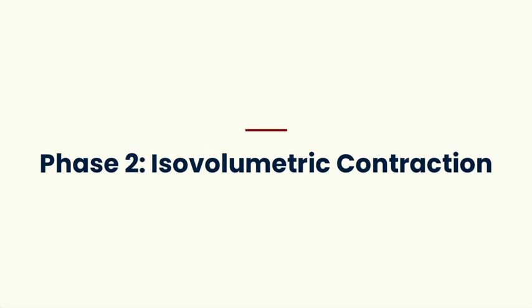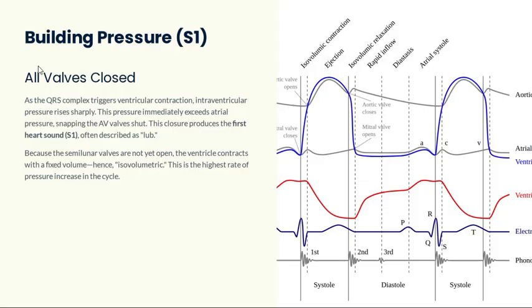Next, we're going to go to the isovolumetric contraction. Okay, so first, S1 is where it builds pressure. So all valves close. As the QRS complex triggers ventricular contraction, intraventricular pressure rises sharply, and this pressure immediately exceeds atrial pressure, which snaps the AV valve shut. This closure produces the first heart sound, S1, often described as a lub. And then, because the semilunar valves are not yet open, the ventricle contracts with a fixed volume, hence isovolumetric. This is the highest rate of pressure increase in the cardiac cycle.